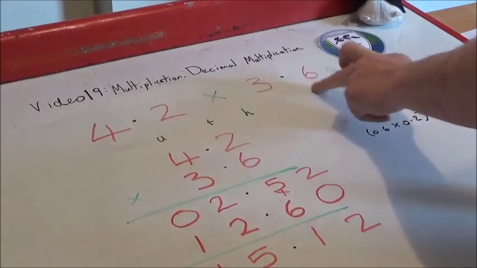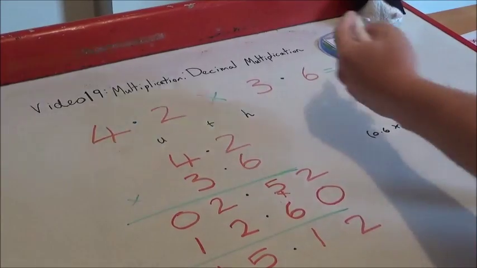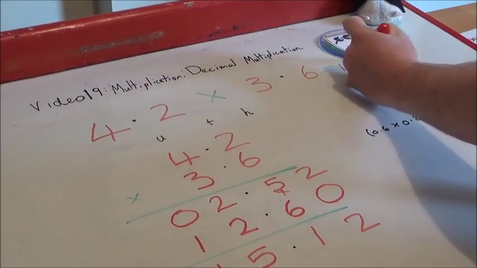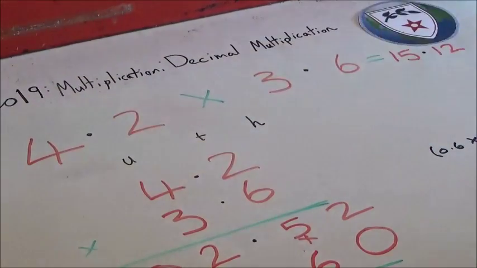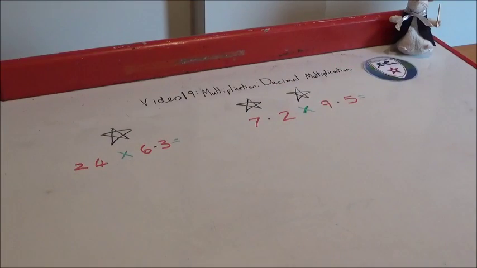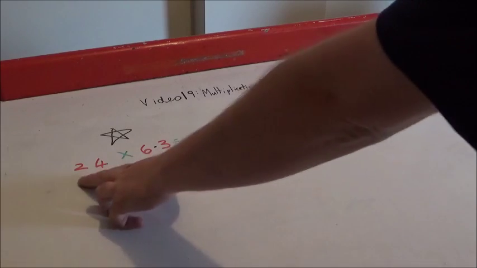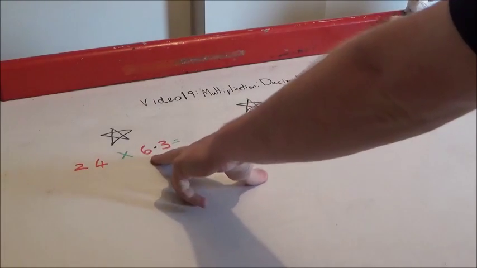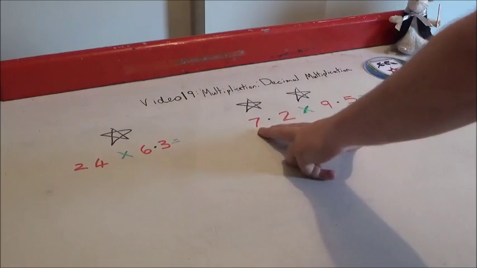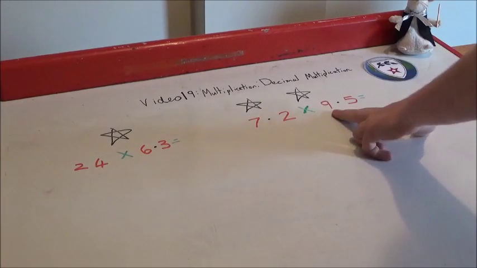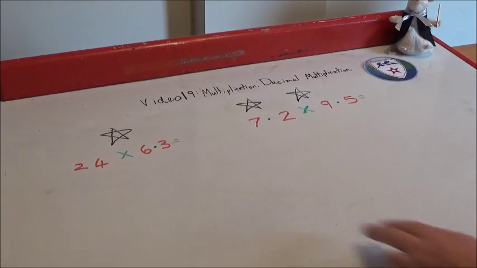4.2 multiplied by 3.6 is 15.12. Okay, it's time for you to have a go. We've got our 1 star and 2 star. We have 24 multiplied by 6.3, and we have 7.2 multiplied by 9.5. So now's your chance to pause the video, have a go at working out both of these calculations, and I'll see you in a bit for the answers.